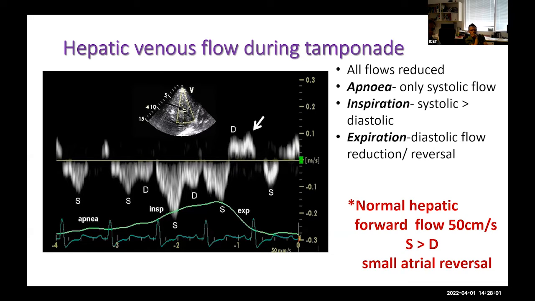So this Doppler finding will be quite unreliable, obviously, if you've got atrial fibrillation. If you have major tricuspid regurgitation, forget it. And if you have a paced rhythm or a severe bundle branch block, you might not get a very good tracing.